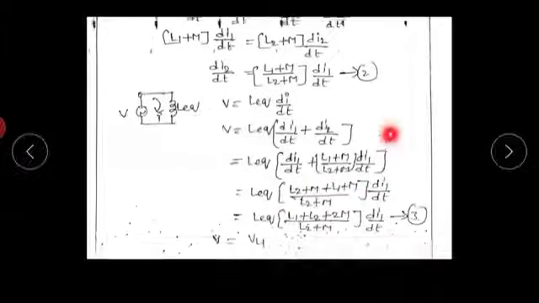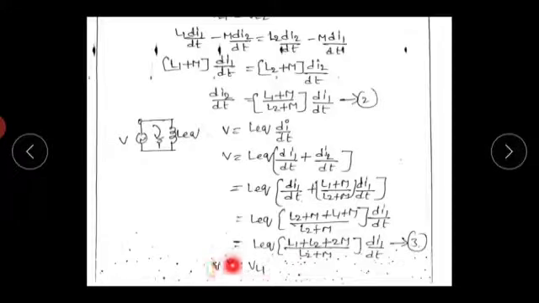So we get L equivalent into di1 by dt plus di2 by dt equals L equivalent into di1 by dt plus (L1 plus M) by (L2 plus M) into di1 by dt. So L equivalent into (L2 plus M plus L1 plus M) by (L2 plus M) into di1 by dt, or L equivalent into (L1 plus L2 plus 2M) by (L2 plus M) into di1 by dt. Okay, we know that V equals VL1 or V equals VL2.